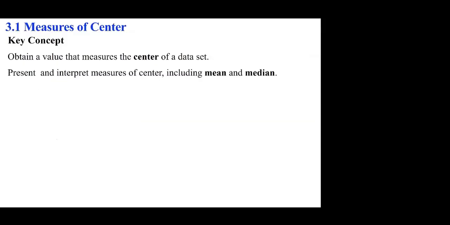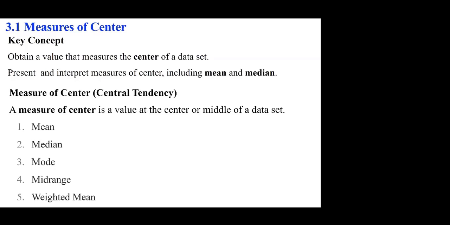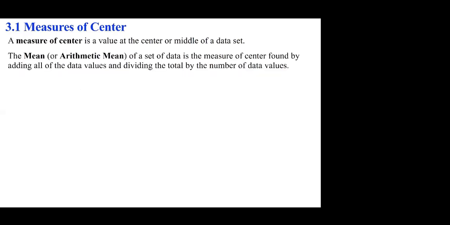Now here's the new chapter we're going to get started with, measures of center. The concept, first and foremost, is to obtain a value that measures the center of a data set, present and interpret measures of center, including a mean and median. This is the summary that we're going to look at. The idea of measure of central tendency refers normally to the following: finding the mean, median, mode, mid-range, weighted mean. A measure of center, in general, refers to a value at the center or middle of a data set.